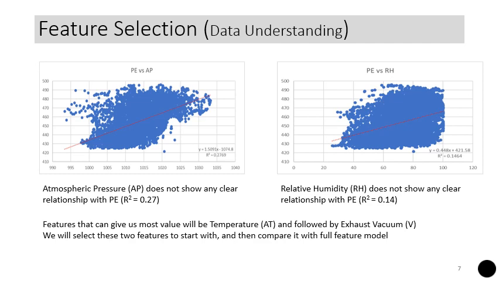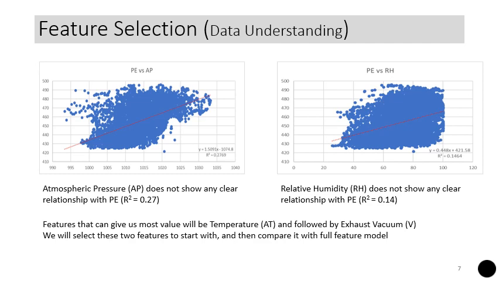Coming to the other two features, the first plot depicts the relationship between energy output and atmospheric pressure. It is visually clear that it has no clear relationship, and this is justified by our low statistical value of R square, which is 0.27.